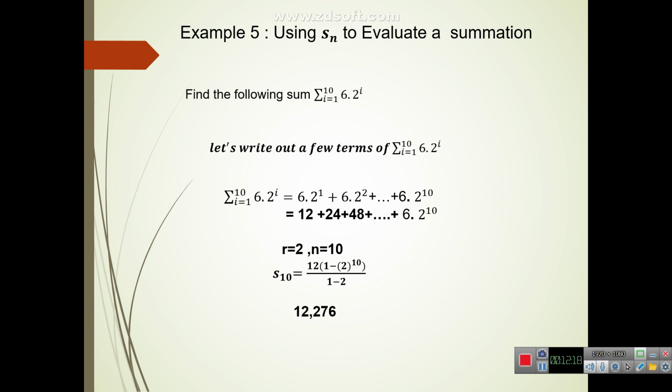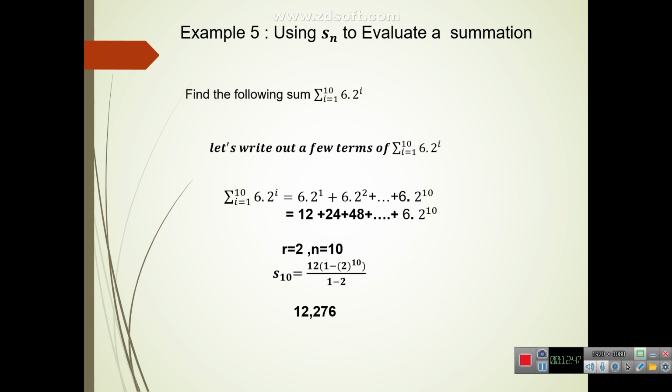And the number of terms is 10. Therefore, we have the first term, which is 12, we have the common ratio, and we have the value of n. So simply we just apply the formula for finding the sum of the first n terms of a geometric sequence. Then finally you'll get 12,276. So this is example 5.